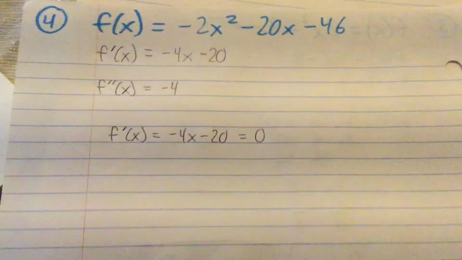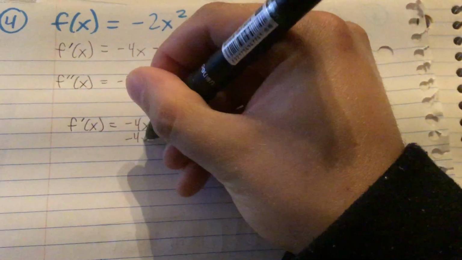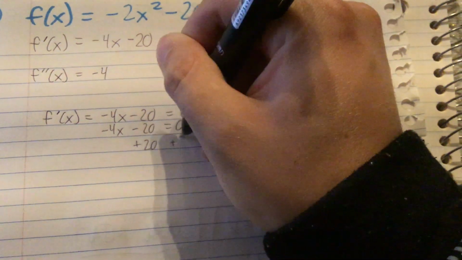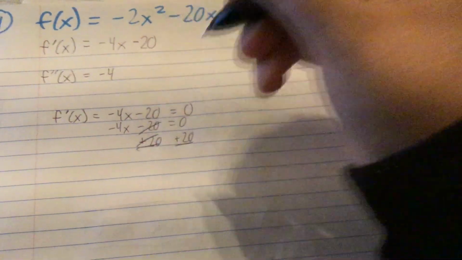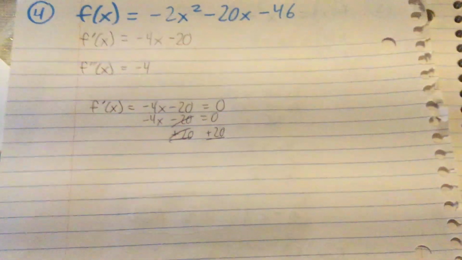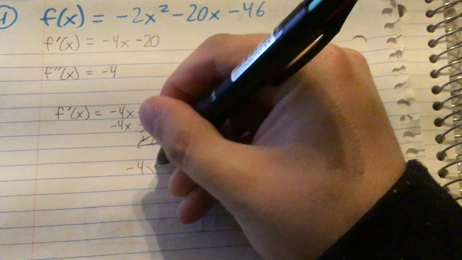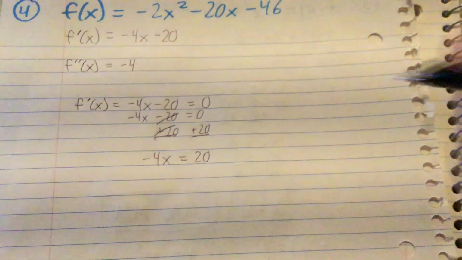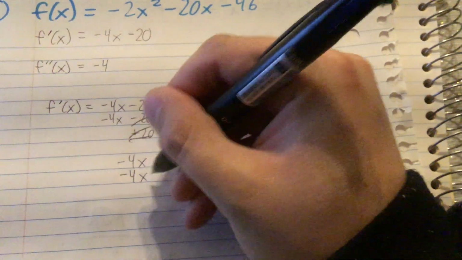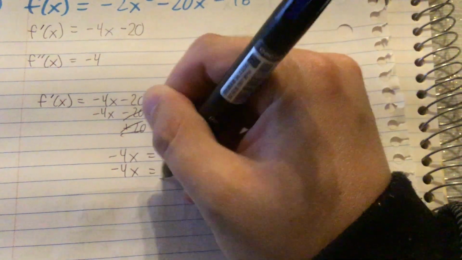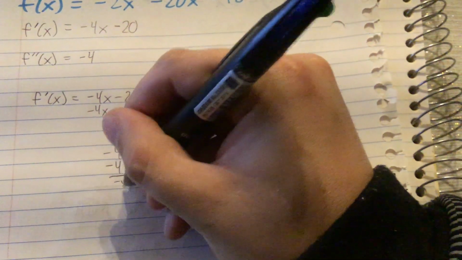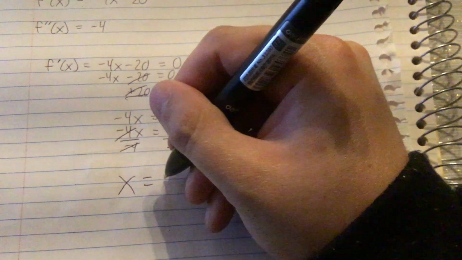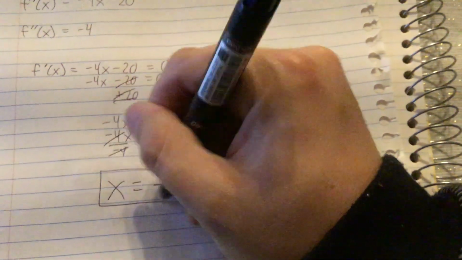Okay, so now we're going to solve for x by adding 20 to both sides. So then we get negative 4x is equal to positive 20. Then we're going to divide both sides of the equation by negative 4. So therefore, our critical point can be found at x equals negative 5.